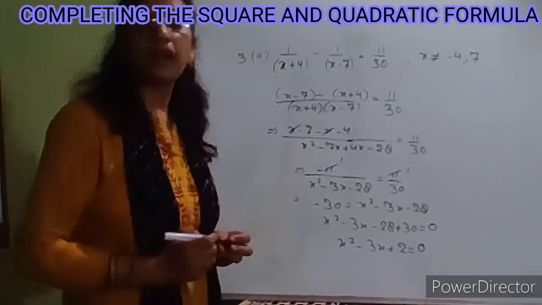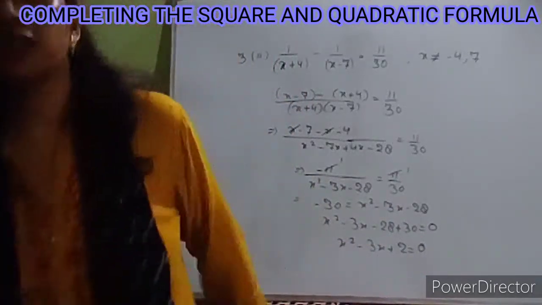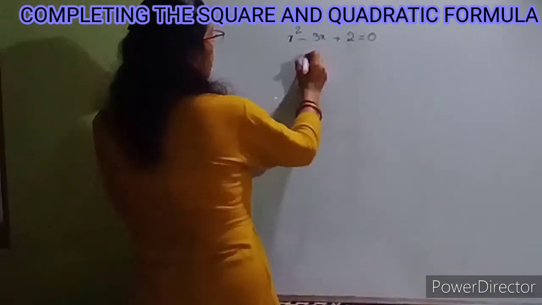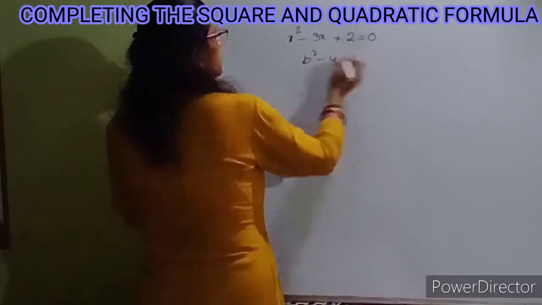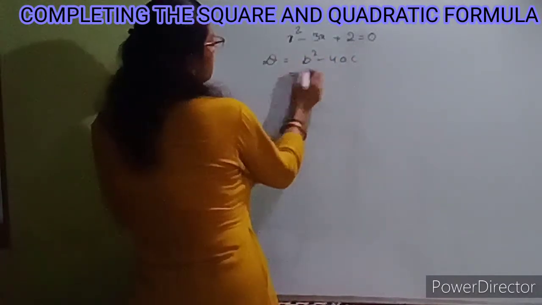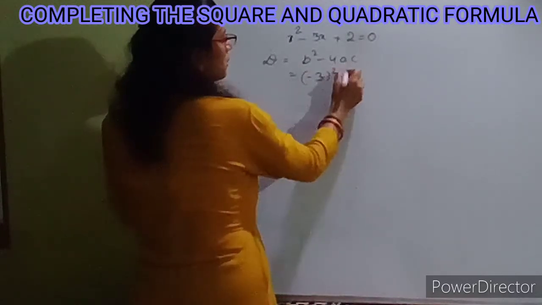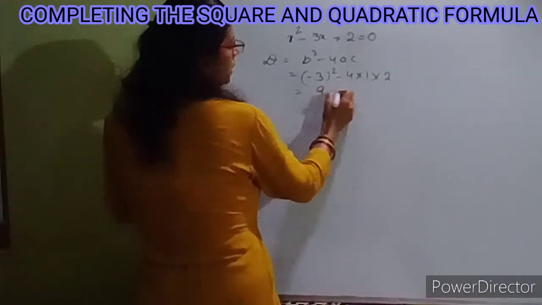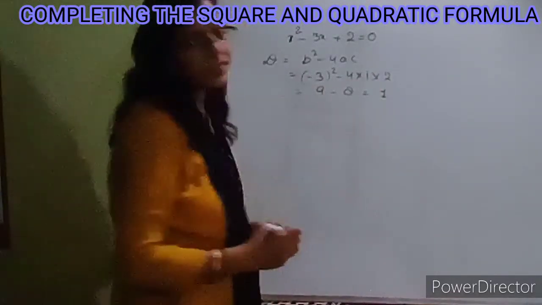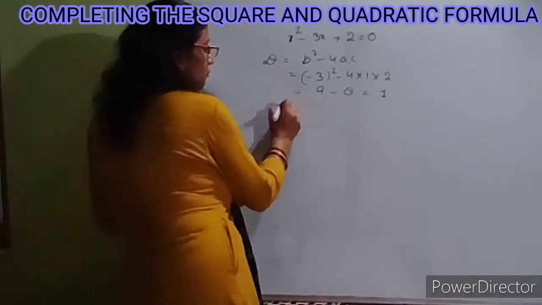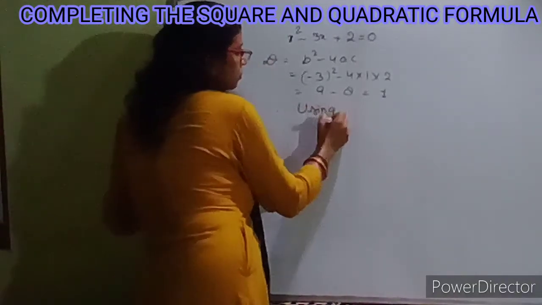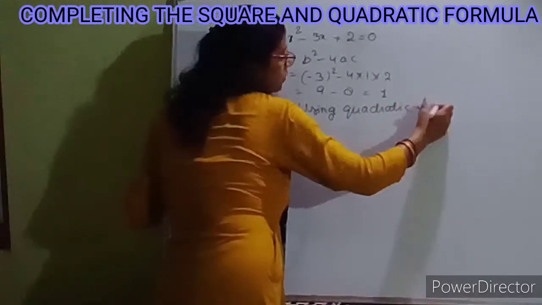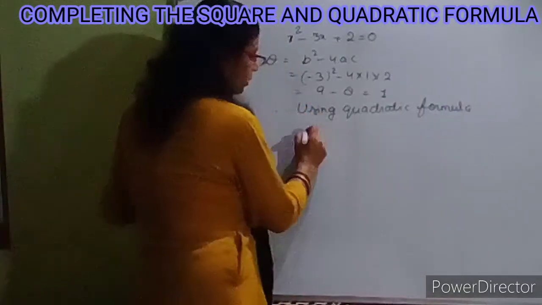Now I have to solve this by quadratic formula. Okay, I am solving it. Let us see. Okay, so now we got this. So I am writing b square minus 4ac very first. Discriminant I am finding: (minus 3) square minus 4, a is 1 and c is plus 2. So 9 minus 8 we got 1. So we will get the discriminant 1. Therefore, using quadratic formula, okay, so what is the quadratic formula?